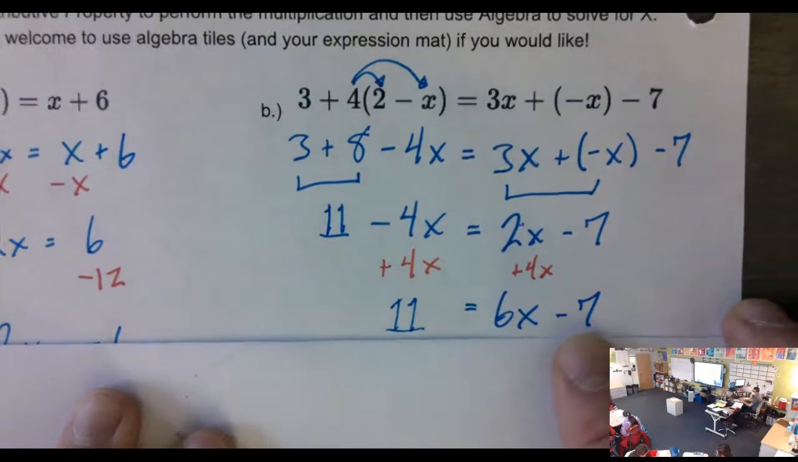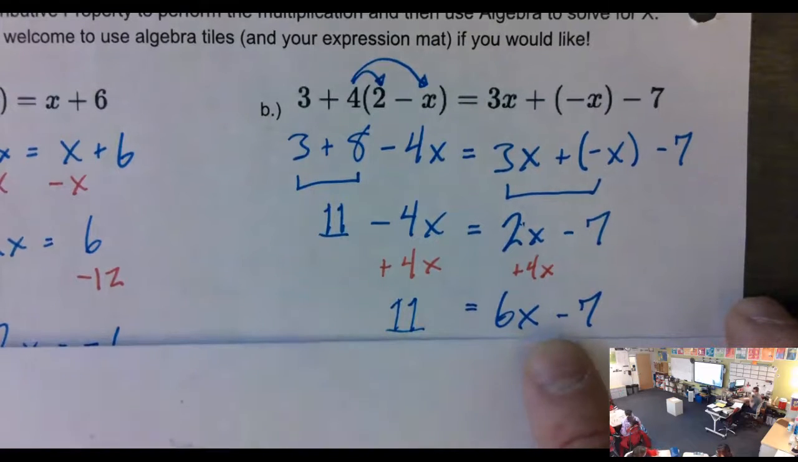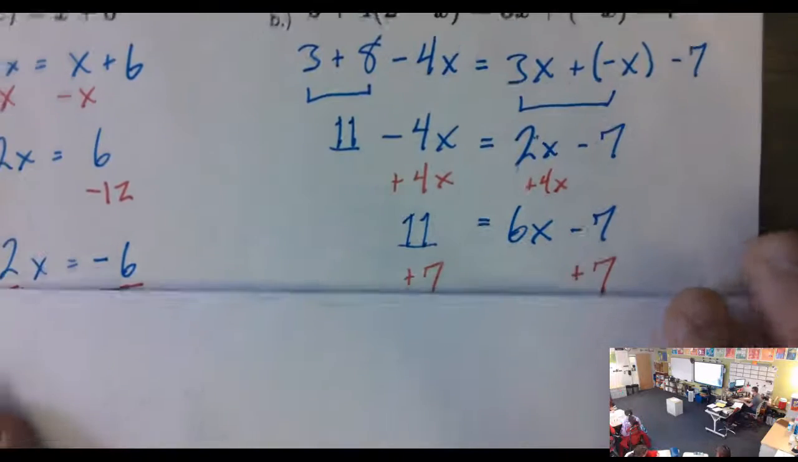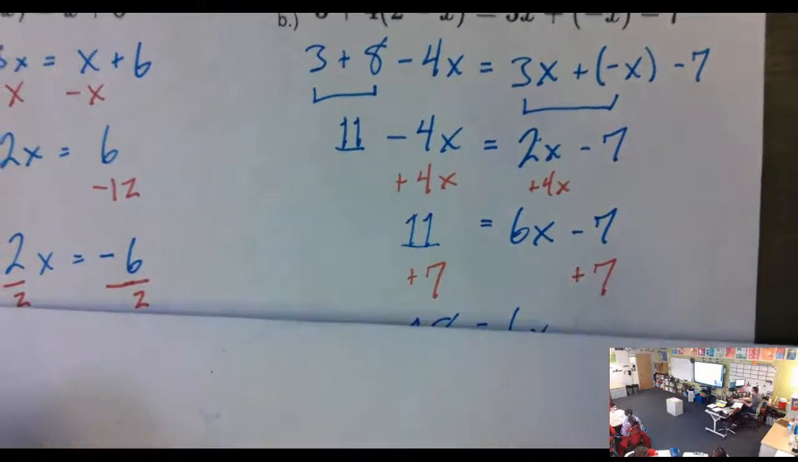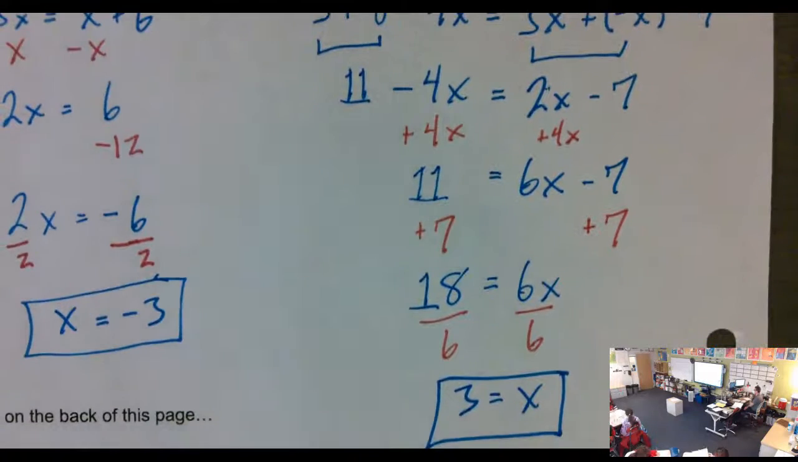So now my variable has gotten together on the right-hand side. I picked sides kind of accidentally, or without thinking about it. My right side is my variable side. Get rid of this minus 7 by adding 7. Then we will have 18 equal to 6x. What would x be? 3.